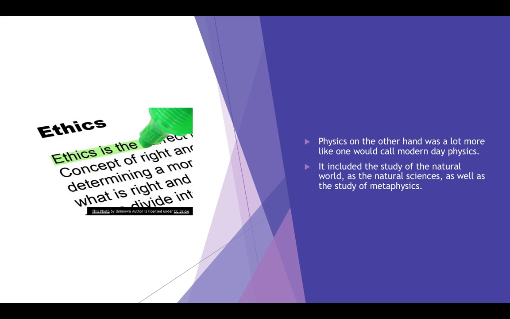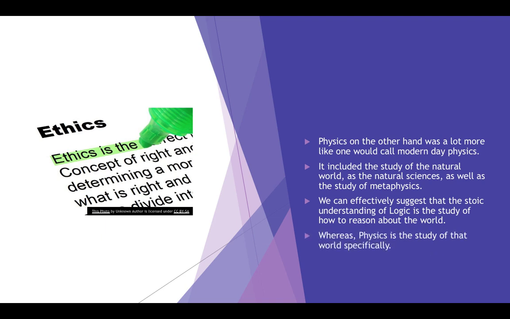In modern philosophy, we would call metaphysics the study of reality almost. So the study of what exists, the study of time, the study of whether things are real, the study of persistence, causality, free will. These are the kind of things that you study in metaphysics, as well as the study of mind, what it means to have a mind. We can effectively suggest that Stoic logic is the study of how we reason about the world, and that physics is the study of that world specifically. So we study the world using physics, and then we reason about that using logic.